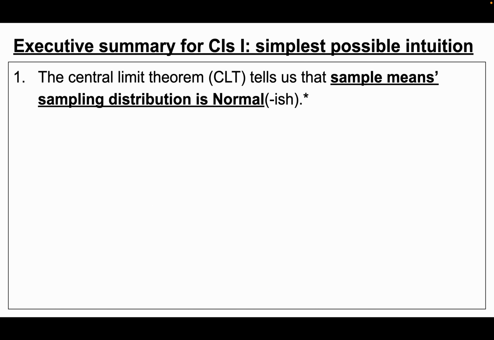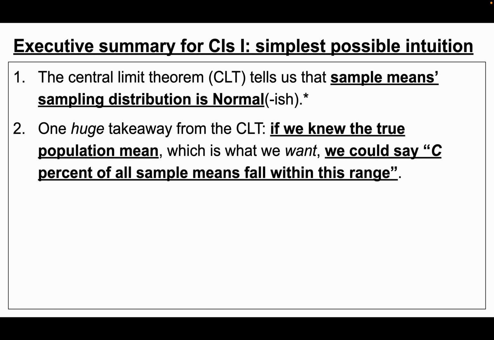Here's the intuition laid out in a little more detail. The central limit theorem tells us that the sample means' sampling distribution is normalish. We just reviewed that idea. If we wanted to know the true population mean, which might be something we're interested in, we could say that C% of all sample means fall within this range. But we don't know mu, so we can't say C% of all sample means fall within these 2 numbers.